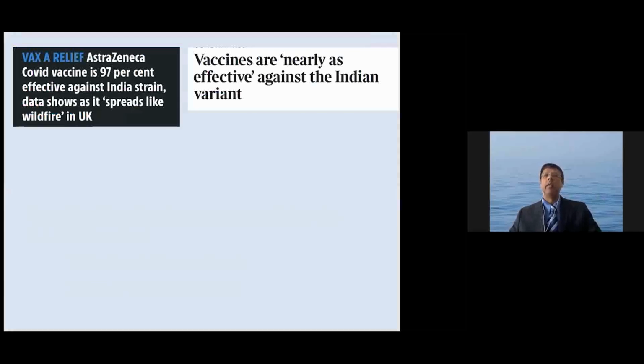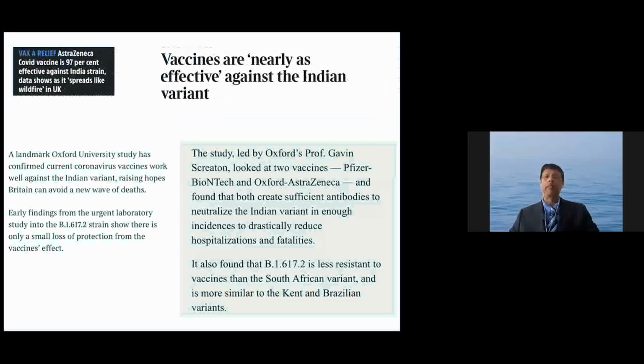Again, in Oxford, they did a study, and this was just released recently, where vaccines are nearly as effective against the Indian variant, and 97% effectiveness against the Indian variant was shown in the study. This was done at the University of Oxford. It was a laboratory study, and we are awaiting the data to be formally published. It was found that it was equivalent, that is, it is less resistant to vaccine than the South African variant, and it is more similar to the Kent or the Brazilian variant.